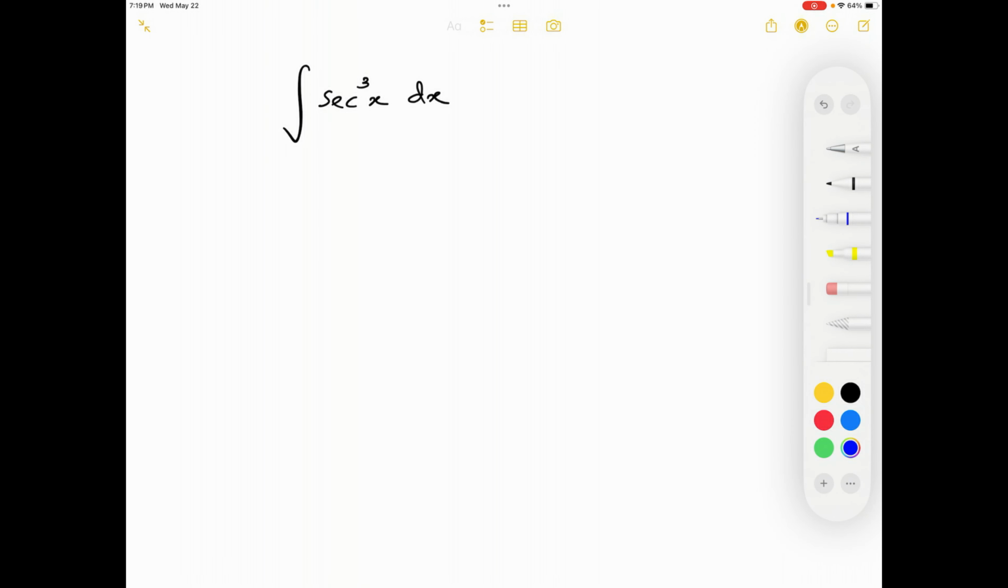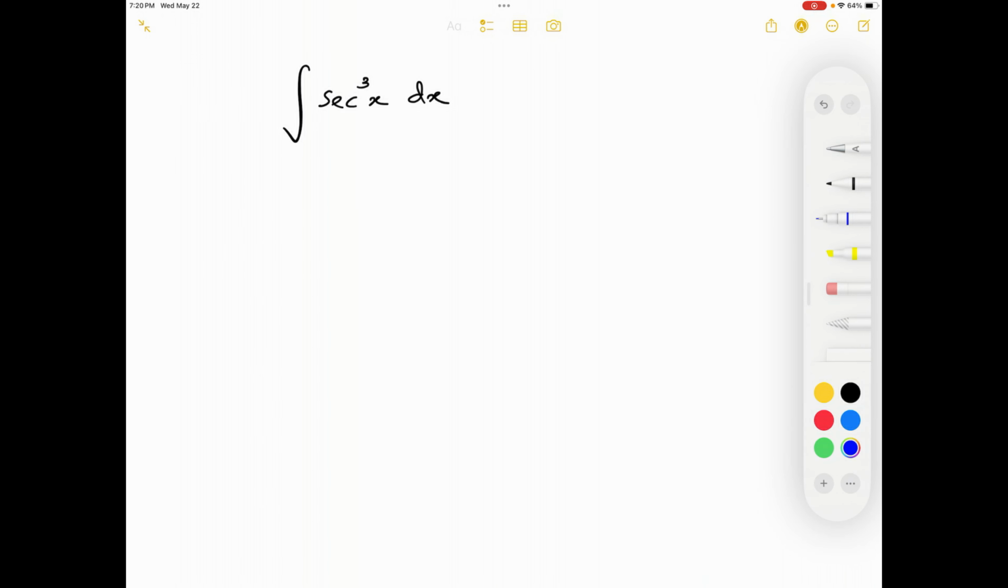Today we will see how to evaluate the integral secant cubed x dx. This is a very important integral. You will see this integral as a part of many other integration problems. In fact, this integral will be required material for the discussion planned for tomorrow in my channel. Alright, let's see how to integrate secant cubed x dx.